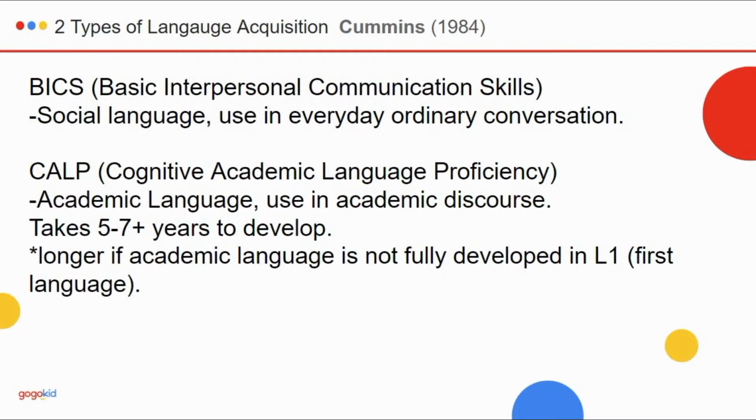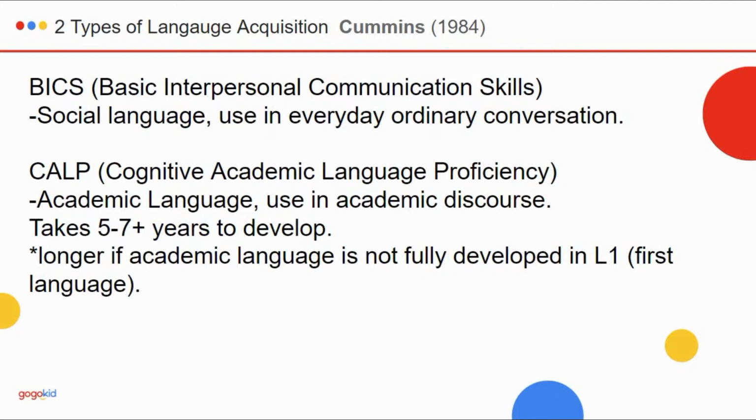Now there's BICS, which is basic interpersonal communication skills. This is social language. So it is used in everyday ordinary conversation. So if your student is able to talk with you socially, your student is able to clearly talk about day-to-day activities. They've mastered social language. This is the first type of language they master.